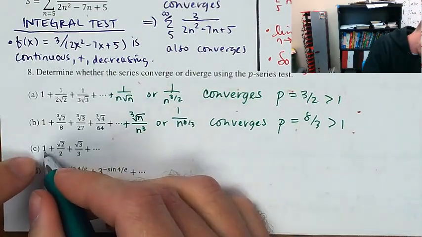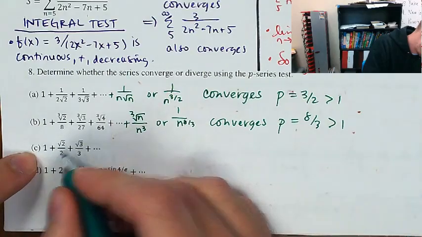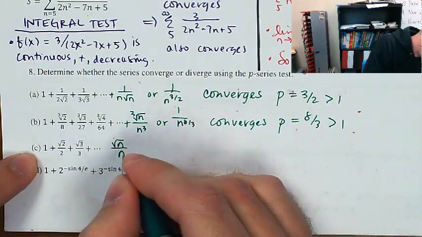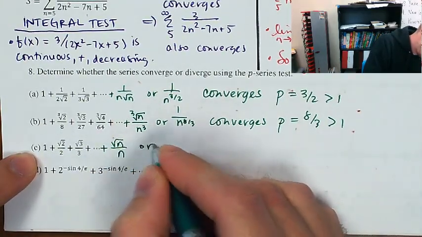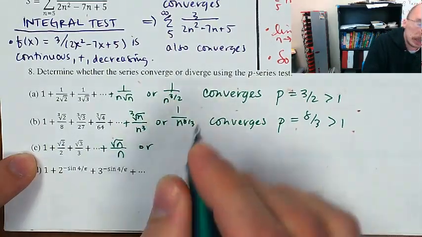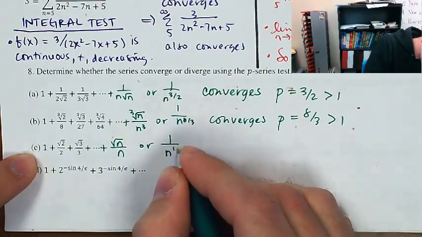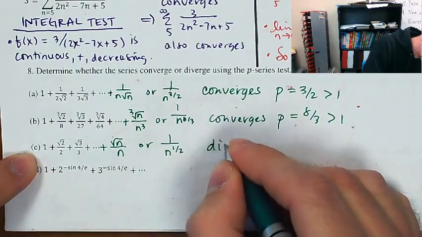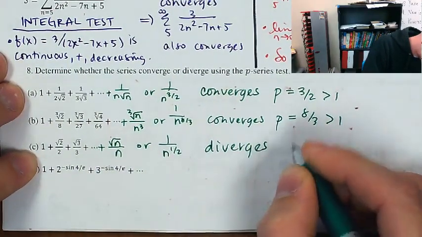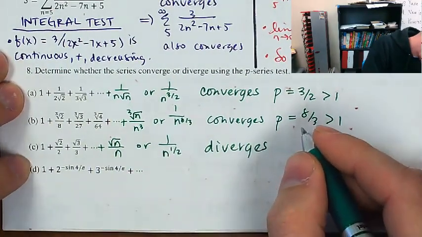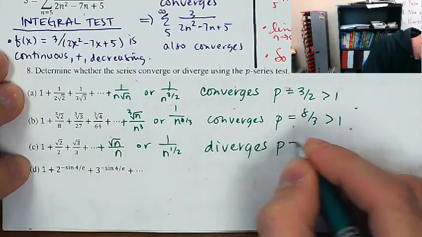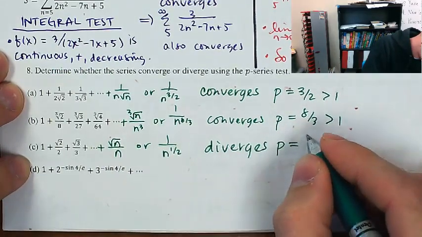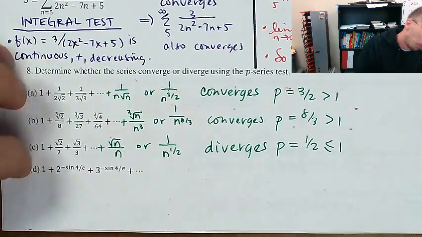Root n over n: I could write that as n to the 1/2 divided by n, which is like 1 over n to the 1/2. Diverges because I've got p equals 1/2, which is less than or equal to 1.